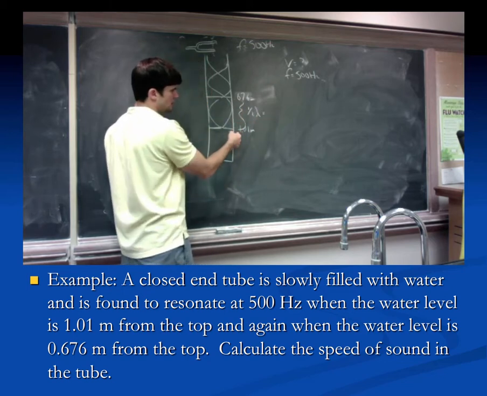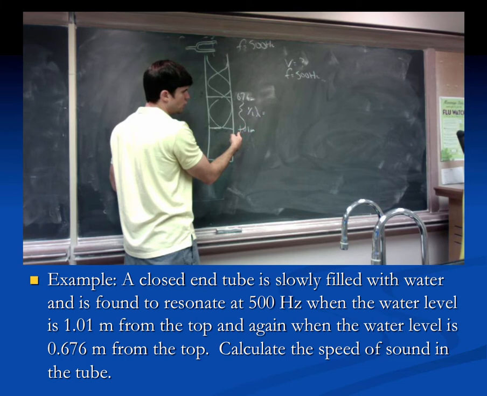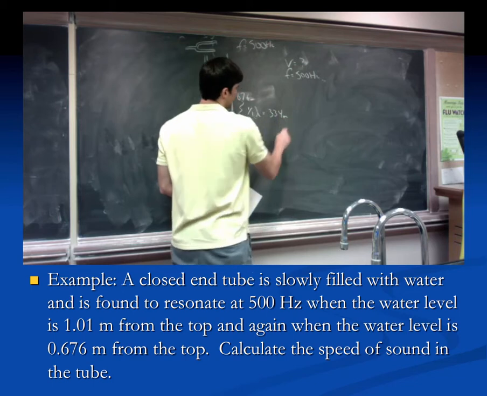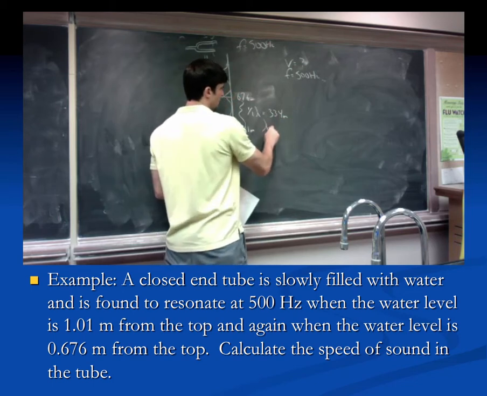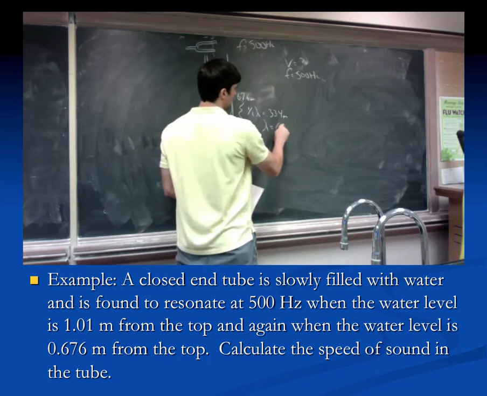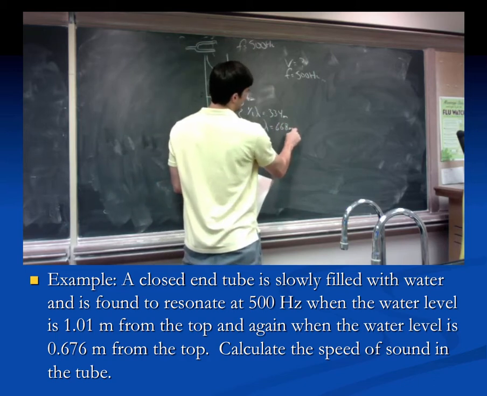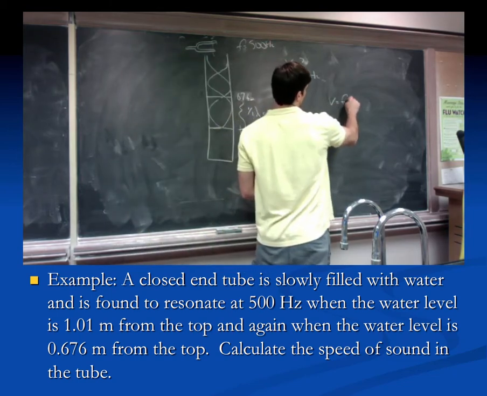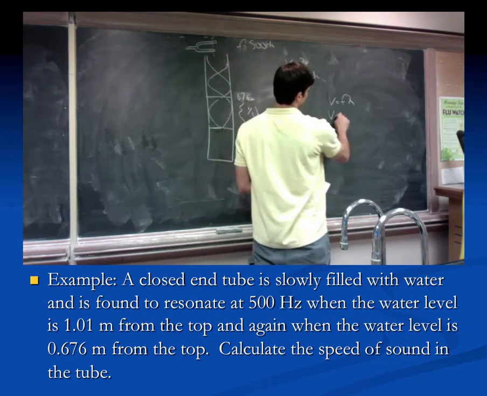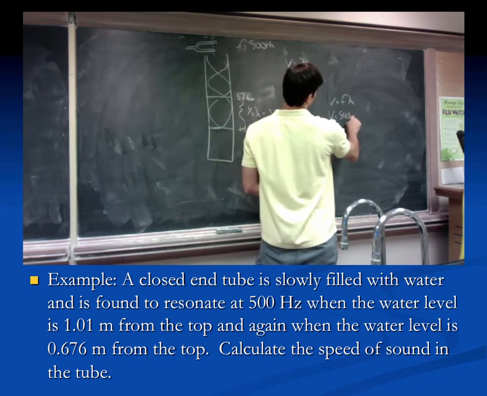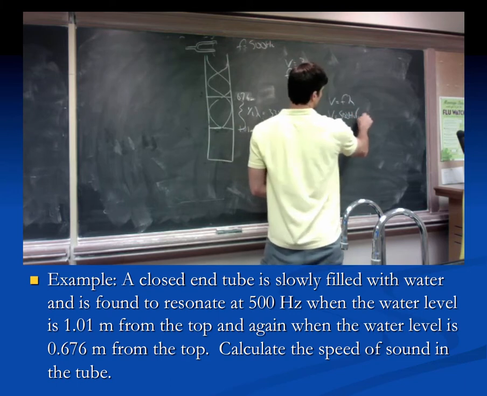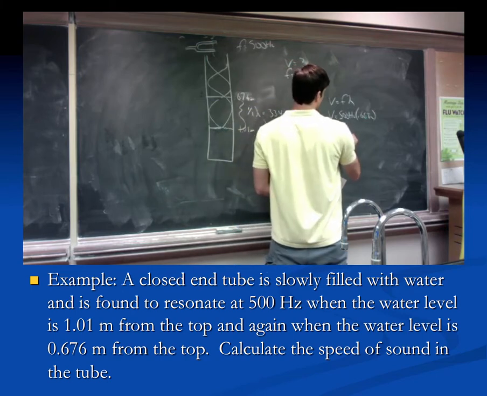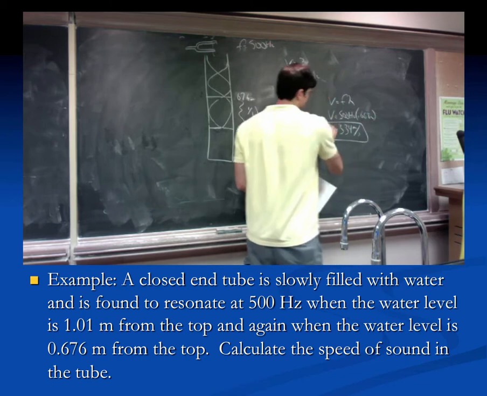And we can just subtract 0.676 from 1.01 to get that distance. That comes to 0.334 meters. So it's easy from here to get that the wavelength of the wave is 0.668 meters. That, with the frequency, is enough for us to find the velocity using this equation. So 500 hertz times the wavelength, 0.668 meters, gives us a velocity of sound of 334 meters per second.